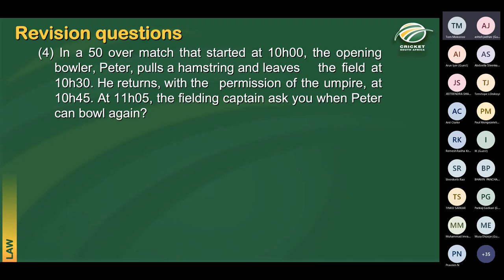In a 50-over match that started at 10 a.m., the opening bowler, Peter, pulls a hamstring and leaves the field at 10:30. He returns with the permission of the umpire at 10:45. At 11:05, the fielding captain asks you when Peter can bowl again.